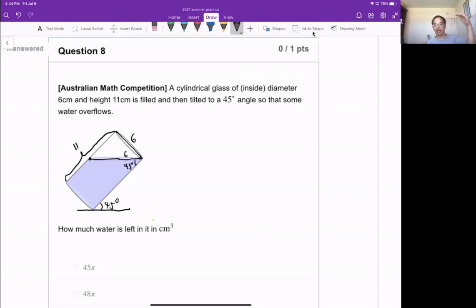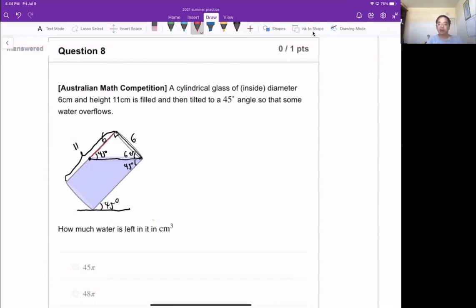The water level has to be parallel to the ground. That's because of gravity. All right, so then we have this is 45. This is 90, and this is 45. Okay, this is 6. Now we need to, this is 6. All right, here, this part is 6.